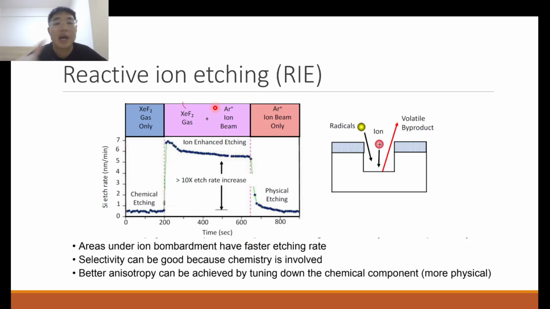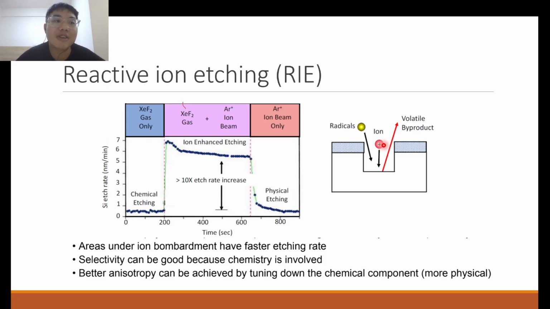Okay, and so this idea is basically exploited in reactive ion etching. We put the wafer on the smaller electrode, where there's high ion bombardment. When the ions bombard the surface of the wafer, that is where the reaction happens between, let's say, your fluorine radicals and your silicon. Selectivity is good because you are still relying on the chemical process to do the etch.